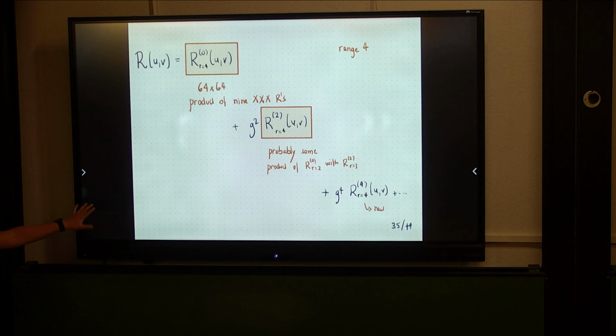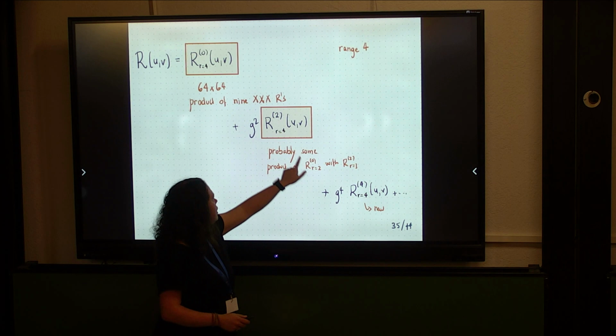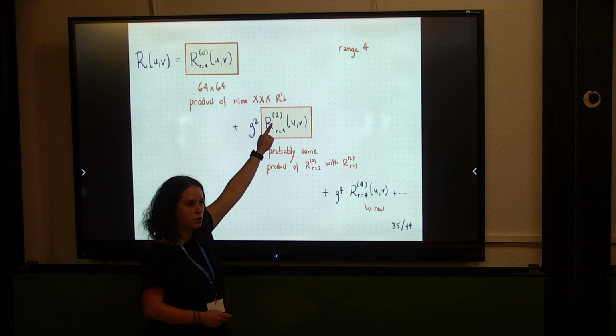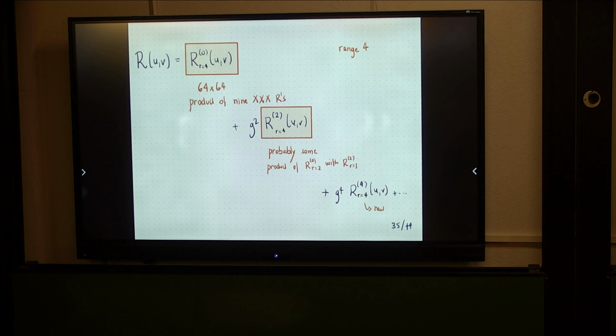So definitely you cannot... This is like a new object, so you cannot write it only in terms of XXX, but I would expect that you could write it at least in terms of the range 3 R2. And we don't know how to do that yet. So this is an open question. And then at this level, this is again a new object.